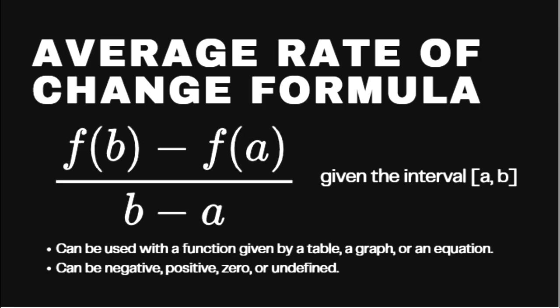Okay, average rate of change formula. This is important. This should be in your notes. We're going to use it constantly today. So it's f(b) minus f(a), divided by b minus a, given the interval [a, b]. And you're going to be given the interval throughout the whole thing, so don't worry about that either.